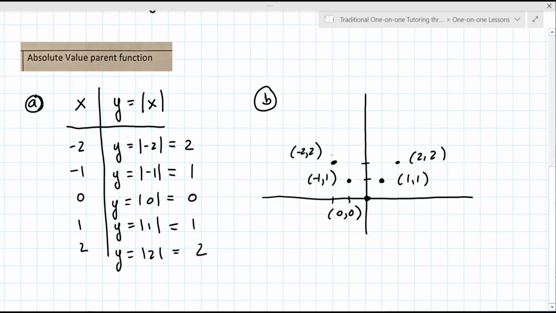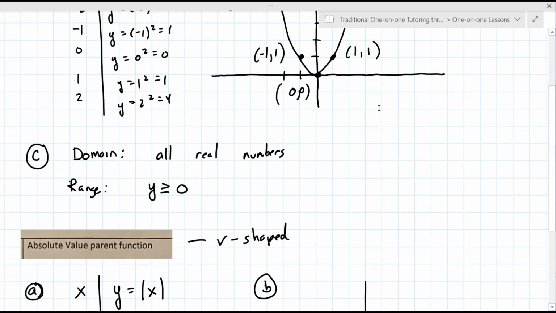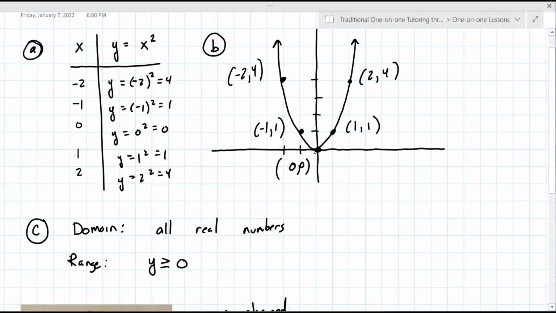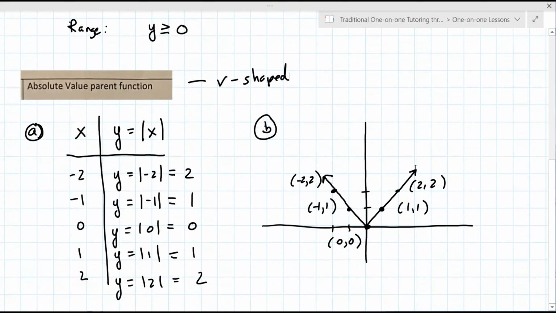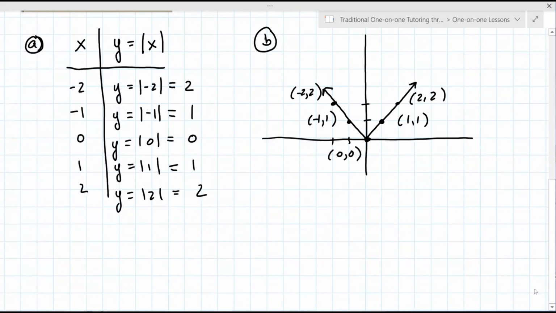Now the difference between this one and the last one is it's a V shape. Do you see the letter V in that shape there? This is a V. It's not a U. So in the previous one, see how it kind of curves, a little more curve to it. Yeah. This one's more of a V. Okay, so let me know when you get that down. We'll move on to part C.